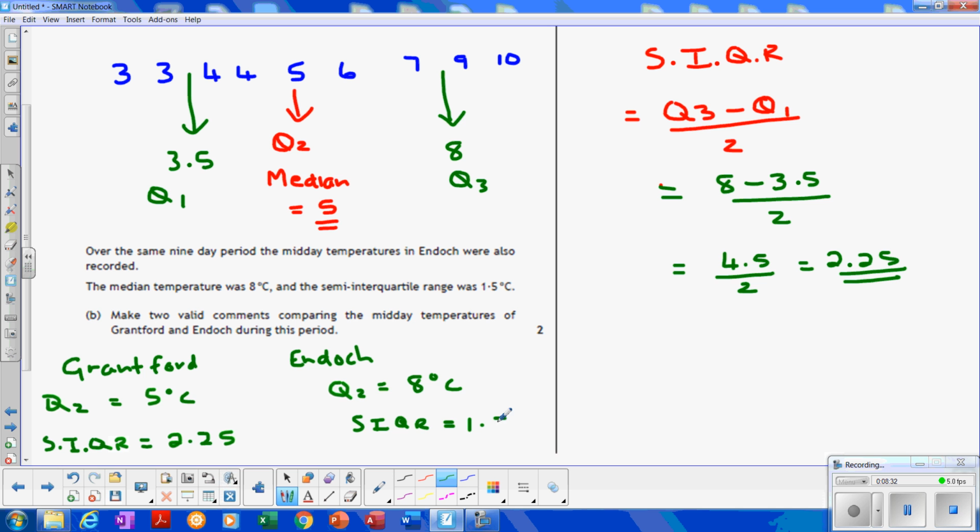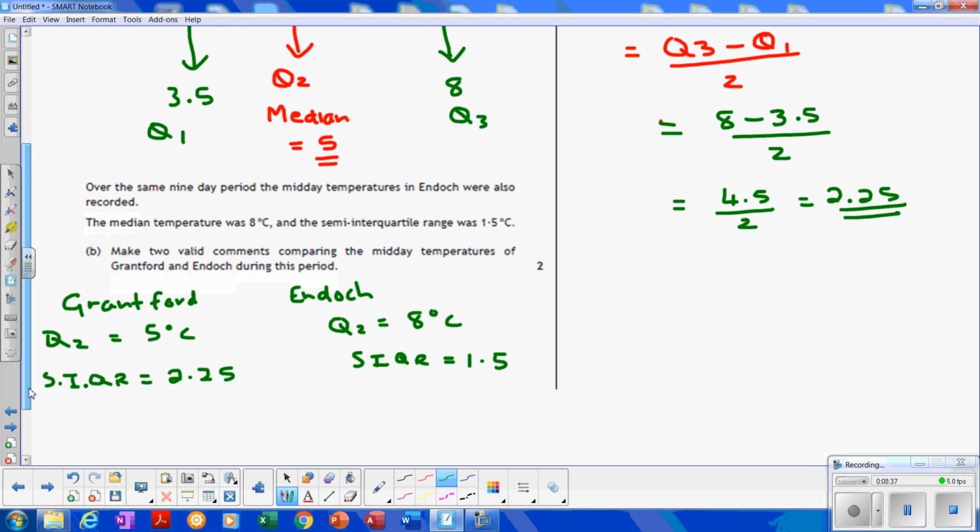Now we've got to make 2 valid comparisons. So the 2 valid comparisons, it's all about temperature. So that was on average 5 degrees. On average, temperature there was 8 degrees. So we'll talk about one place being warmer than the other. So on average, Endhoek is warmer than Grantford. That's the first statement.